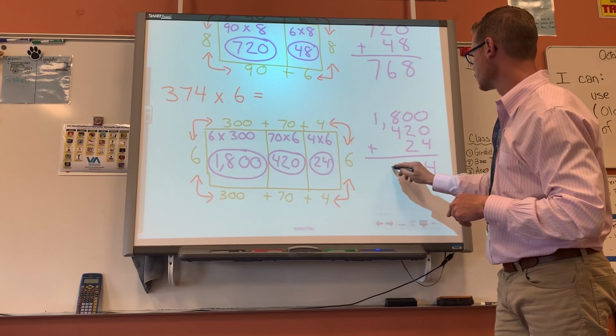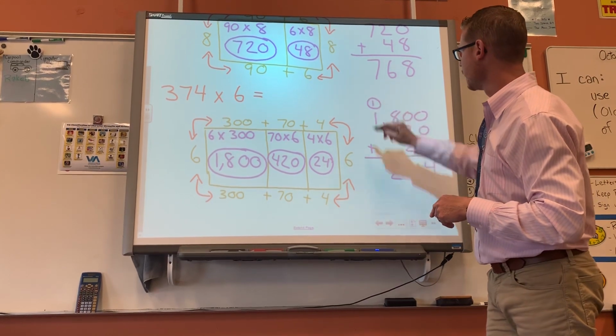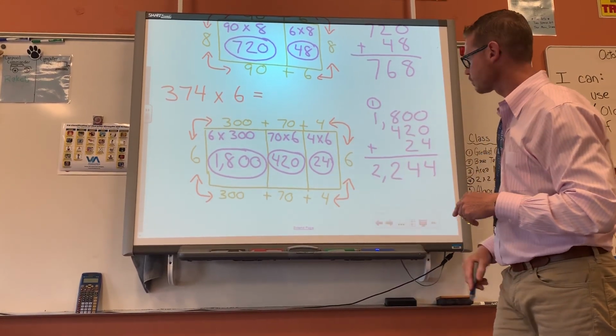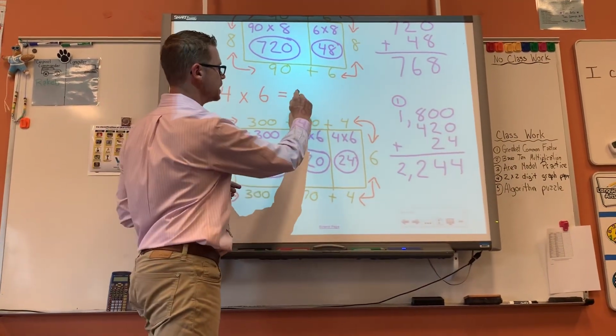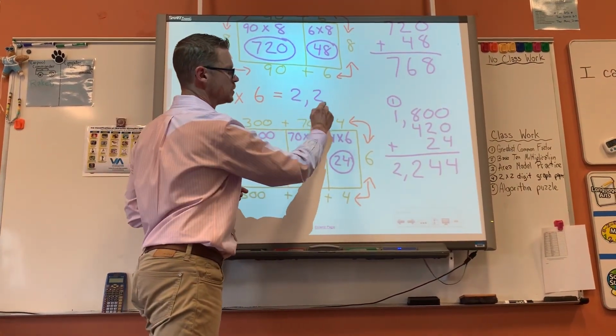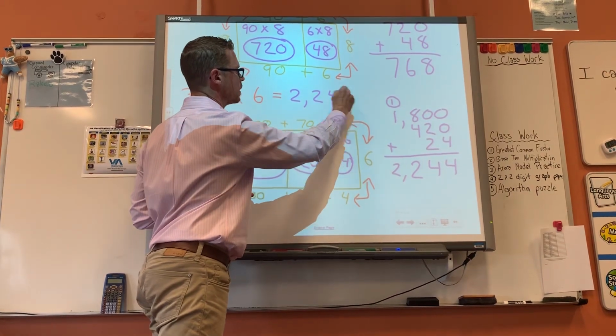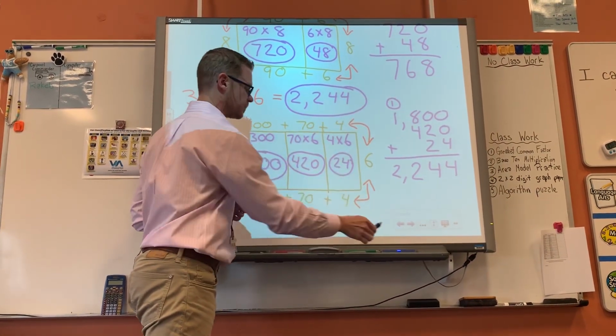Eight plus 4 is 12, carry my 1, and 1 plus 1 is 2. So my original equation, 374 times 6, is 2,244. And that is my final answer.